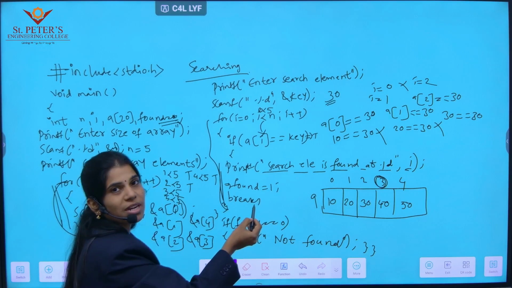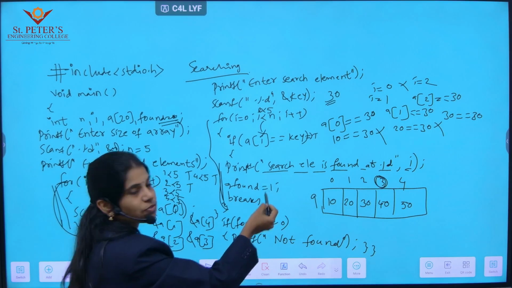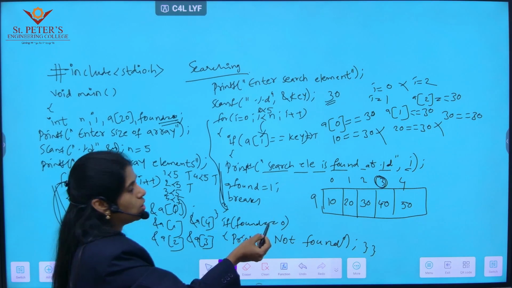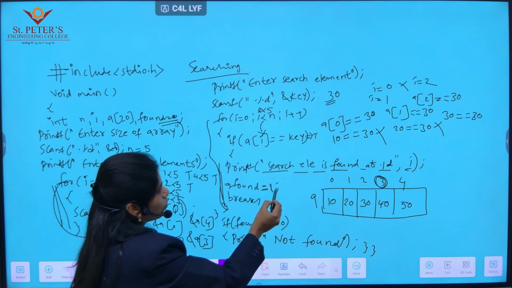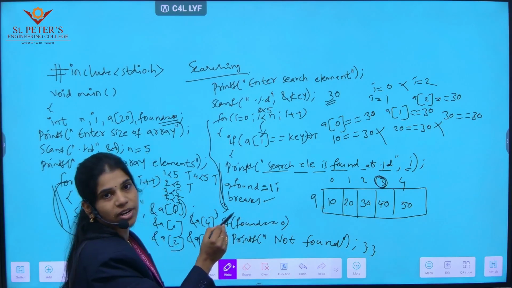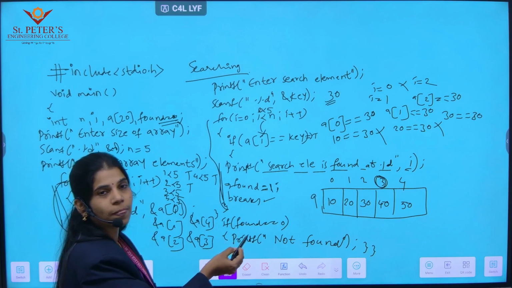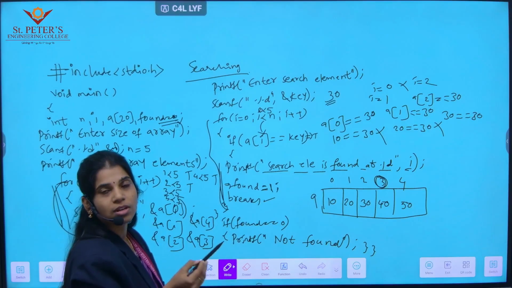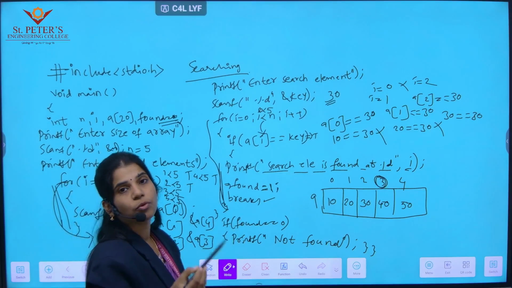Found equal to 1 means the element is found. The search element is found. So after found equal to 1 is set, we are going to execute this break statement. What is the use of break here? Break is used to break the execution of the program in the middle itself.